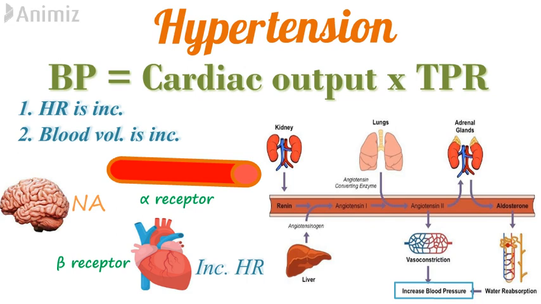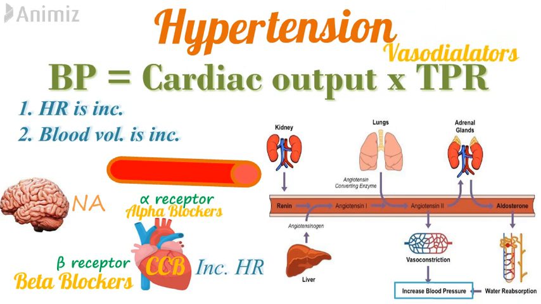So based on understanding of these mechanisms, there are various drugs which act as antihypertensive drugs. So first we have beta blockers, which block the beta receptors and decrease the heart rate. We have calcium channel blockers, which directly decrease the heart rate. We have alpha blockers and vasodilators, which decrease the total peripheral resistance. Then for RAS system, we have direct renin inhibitors, angiotensin converting enzyme inhibitors, and angiotensin receptor blockers. These all block the RAS system.